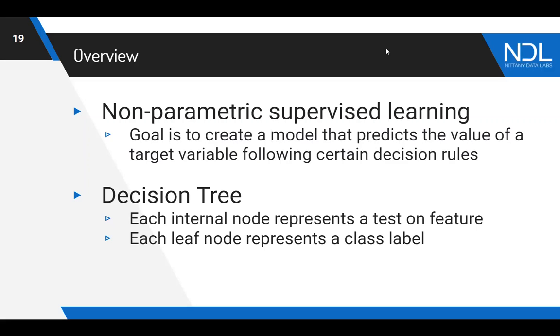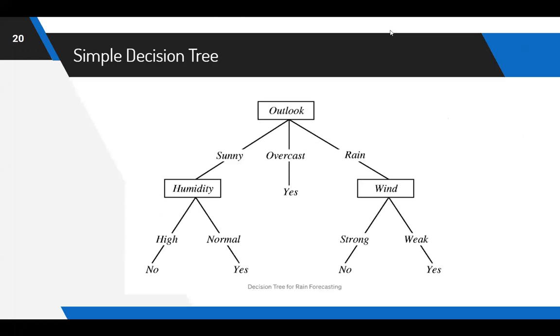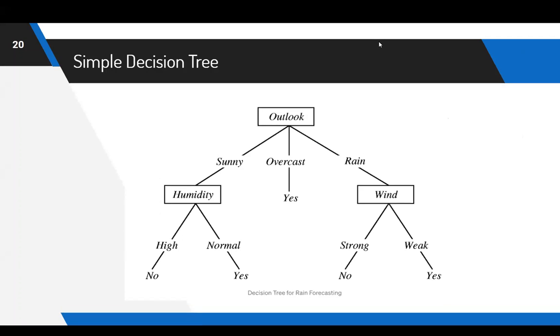In a decision tree, each internal node represents a test on a feature, and each leaf node represents a class label. Node refers to the blocks or circles that you typically see in any tree. Let's continue with that. Here we have a diagram of a simple decision tree.